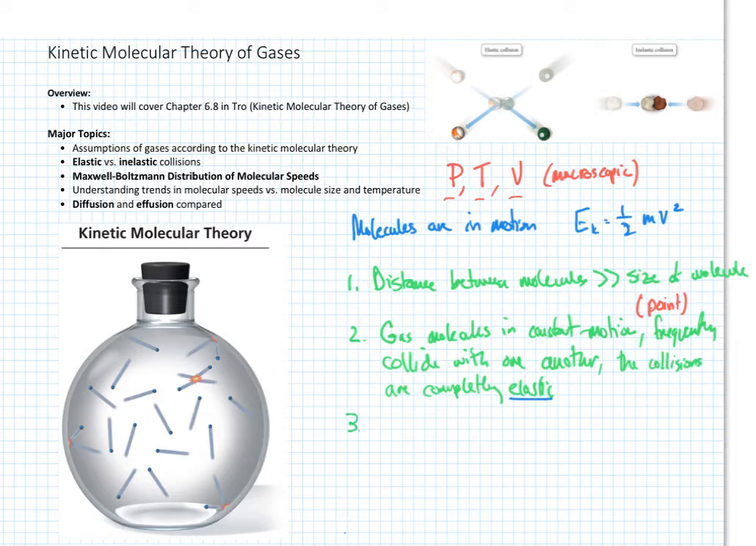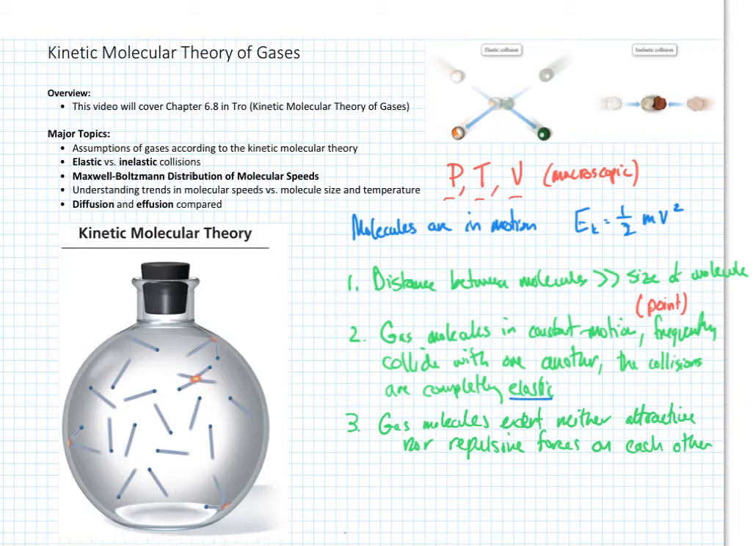Third assumption that we make is that gas molecules exert neither attractive nor repulsive forces on each other. In other words, there's no interaction between the gas molecules. When they hit, they just bounce off. They're not attracted, they're not repelled to one another.